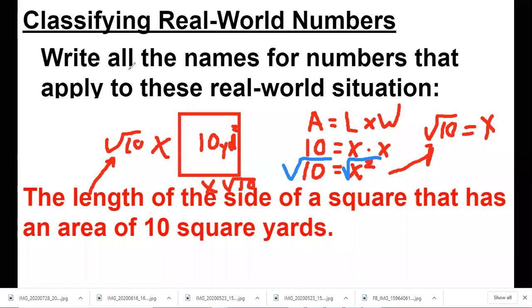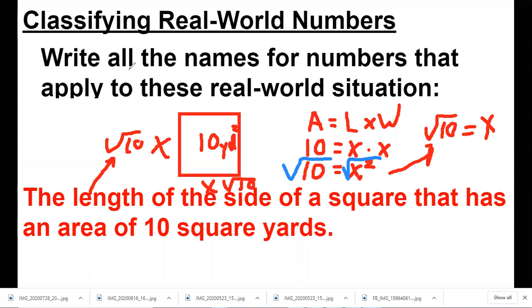Is square root of 10 an integer? No, it is not. It is not a whole number. It is not a positive counting number. That's whole number. So it's not a whole number. It's also not an integer because it's not a negative counting number either. Is it a rational number? Is there a number I can multiply by itself to give me an answer of 10?